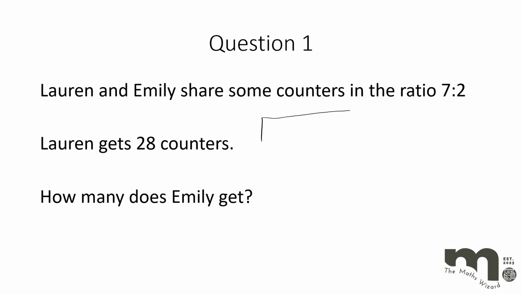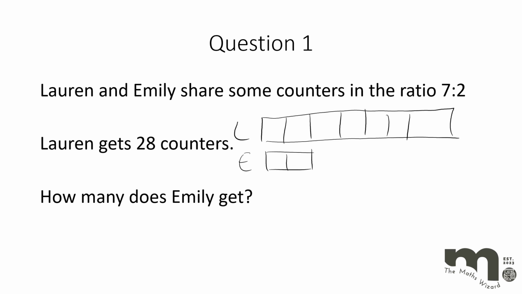Okay, so let's have a look at this with your bar modeling first. Now this time, so we've got 3, 4, 5, 6. Yeah, so we've got 7 bits there. So we've got Lauren there. She's got 7 parts. Emily's only got 2.